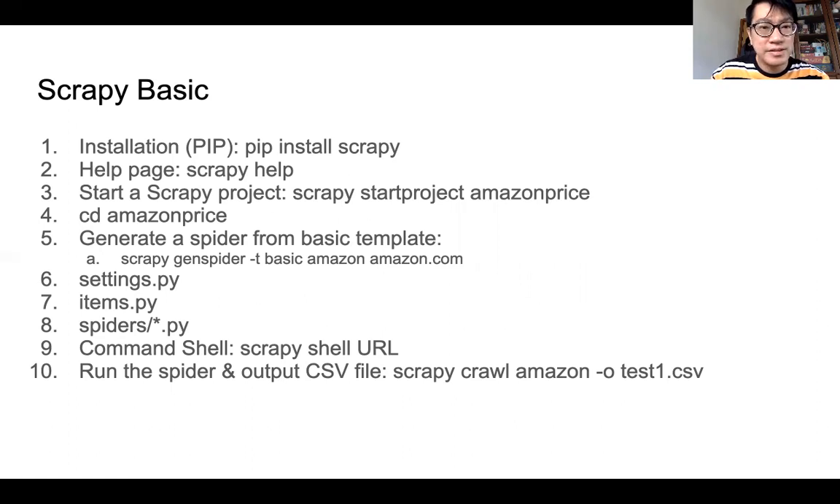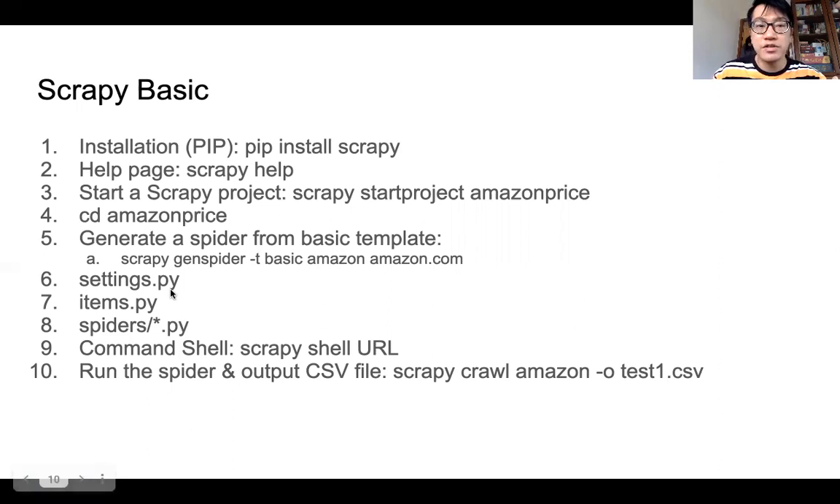After we start a new project, we change the directory to the project directory, and then generate a new spider from the basic template. So we can run the command scrapy genspider -t basic. Amazon is the spider name which I give it. And then the last one is amazon.com, which is the domain which we are going to scrape in this spider.